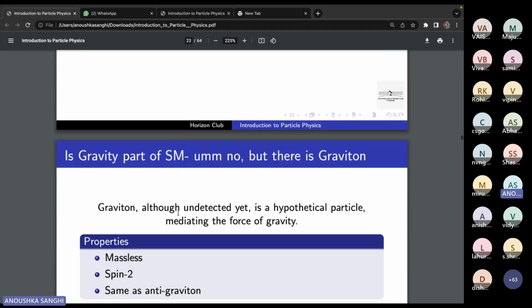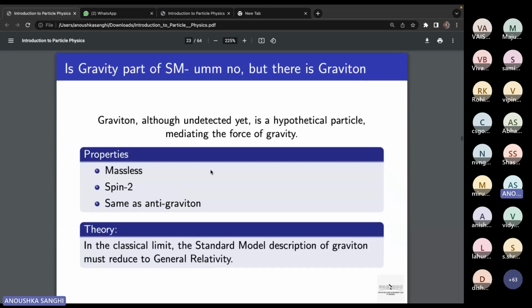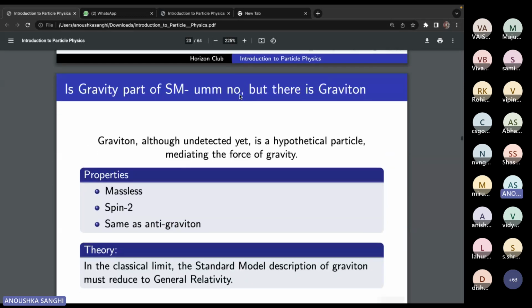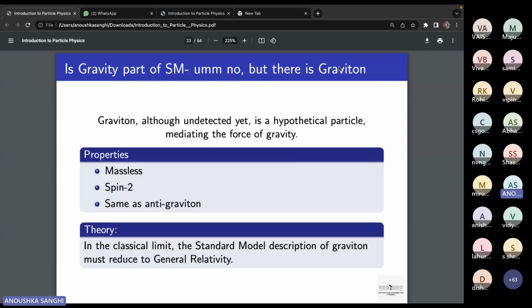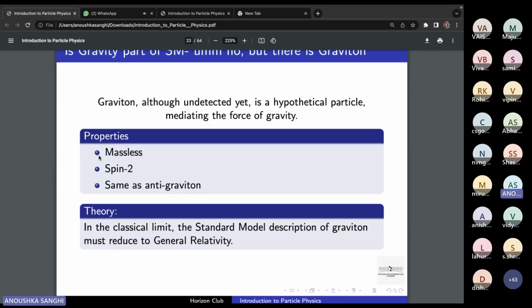Now, here comes a very important topic, which is gravity. Why did I leave gravity out? Is gravity a part of the standard model? No. Why was gravity not there? Can it be included? What is a graviton? And again, why massless? Very important things.